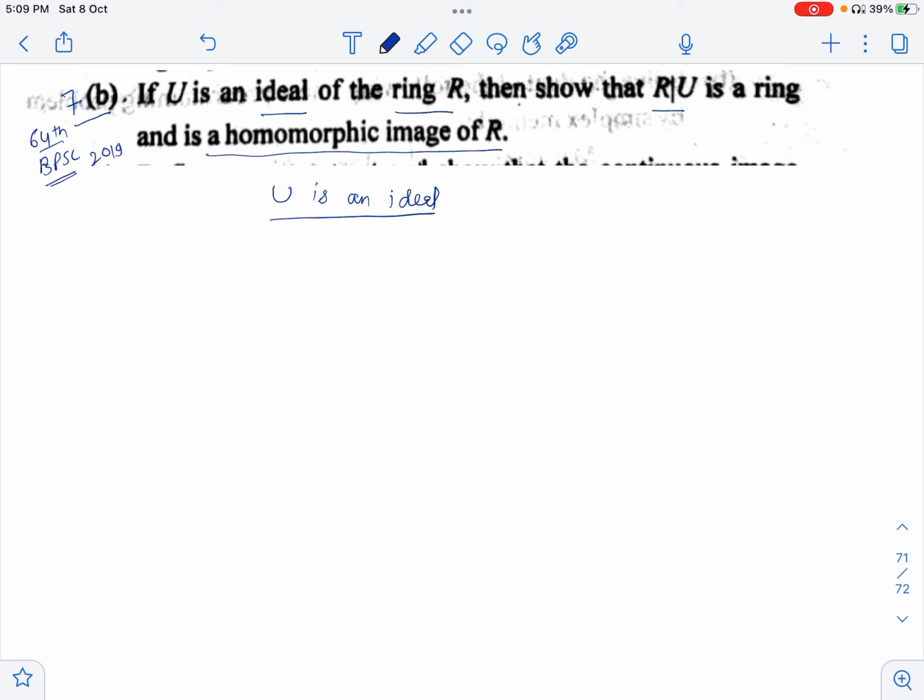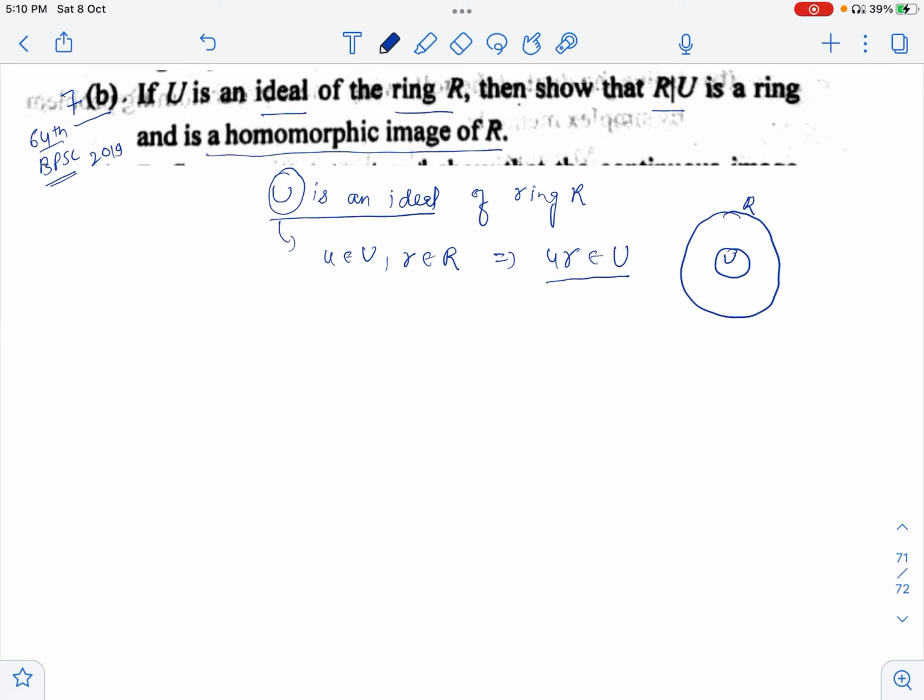So first of all, we need to know what is an ideal of a ring R. An ideal is a subring which satisfies the property that if u belongs to U and r belongs to ring R, then the composition ur will be inside U. That means, let us assume this is ideal U and this is ring R. If we multiply an element small u of U with an element small r of ring R, then ur will be inside U. That means it will contain all the multiplications of elements of U and R. This is the ideal U.